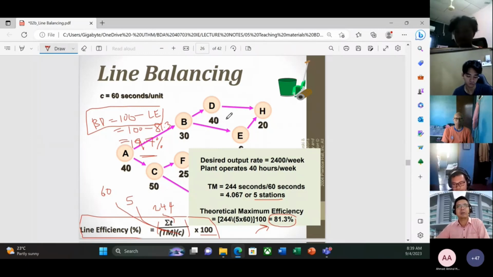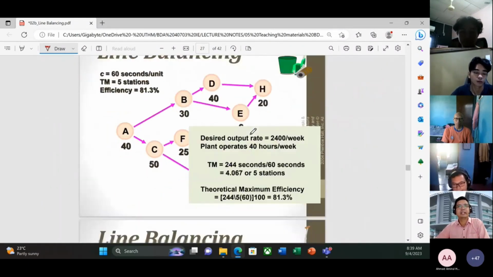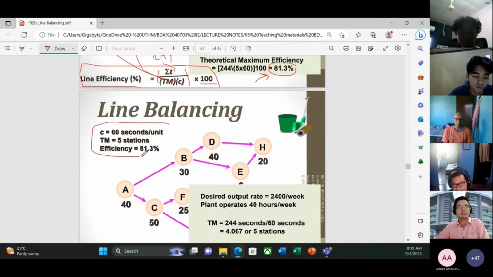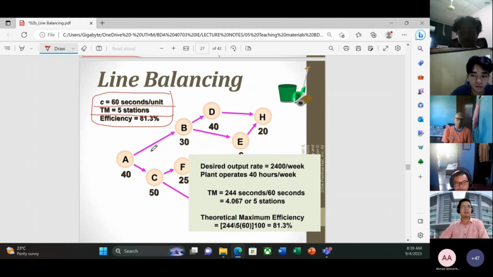After you calculate here, you get a cycle time, a TM of 5 workstations, and the efficiency of 81.3 percent. So how do we do the balance from our data above? We need to group by the number of stations, meaning the TM. Look at the TM. The TM only needs 5 stations. Look at the C, in which the cycle time is 60 seconds per unit.